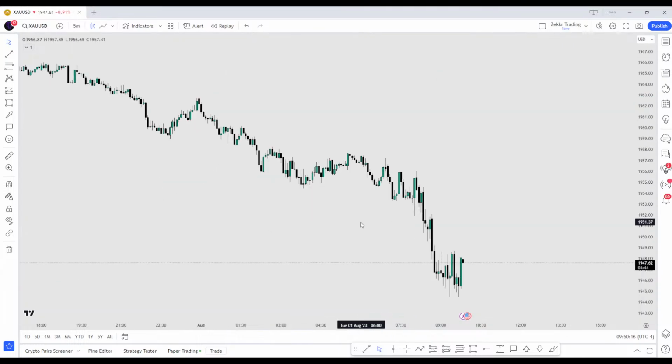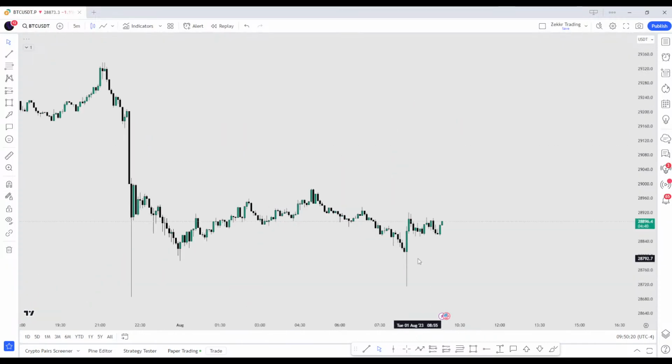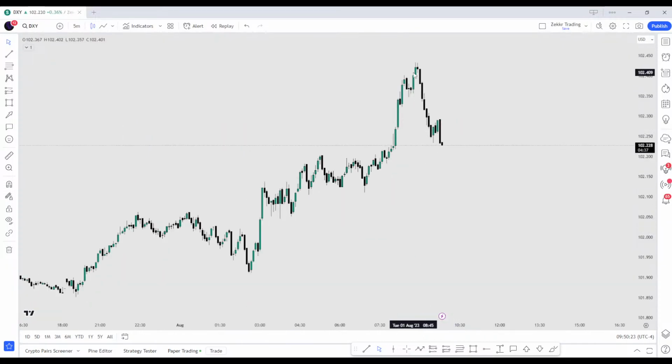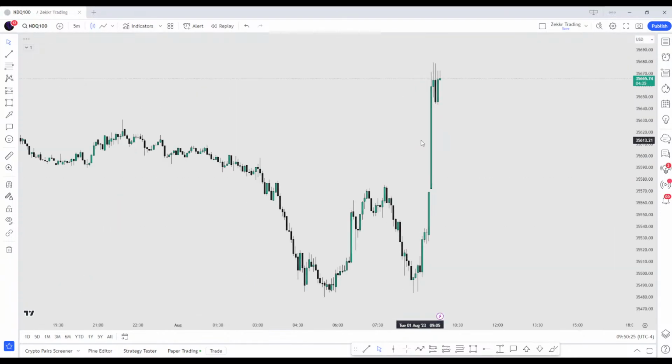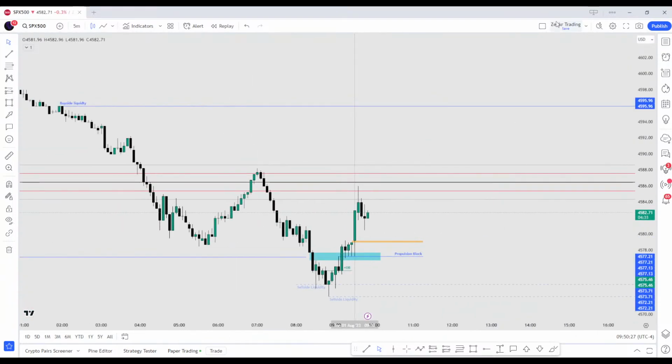AUD, AU. Nothing really. So, going lower. Yeah, that could mean we can go up, which is good for you.